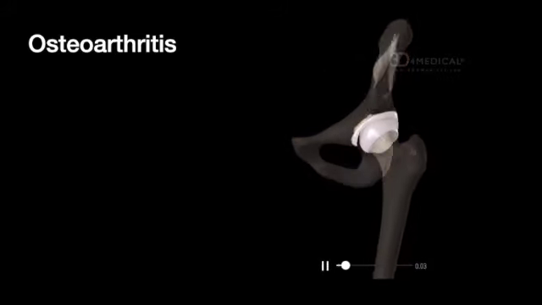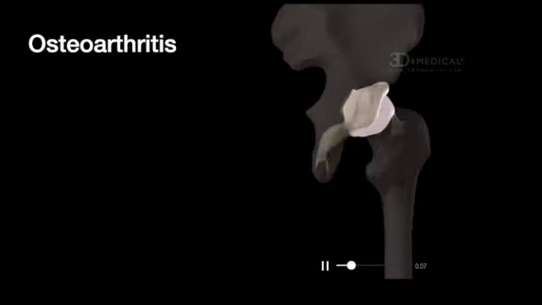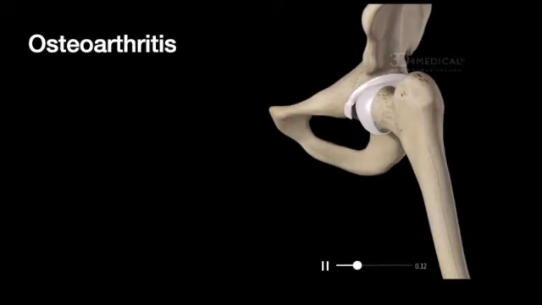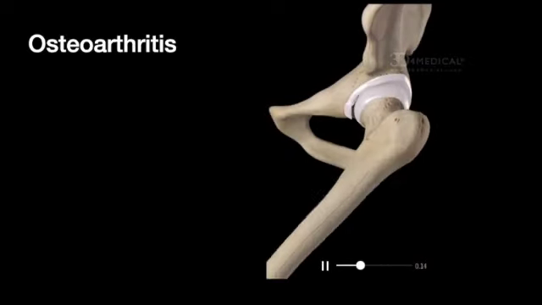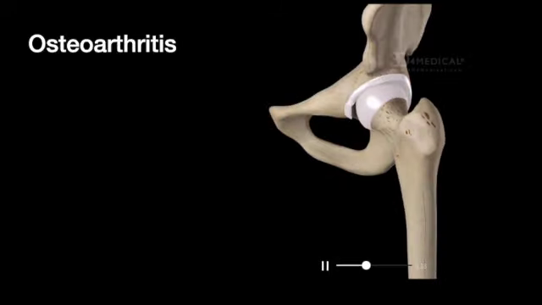So here we've got the white part, which is the cartilage. And this would be good cartilage. You see a hip in abduction and hip in flexion, as we would be sitting and standing or sitting and walking.